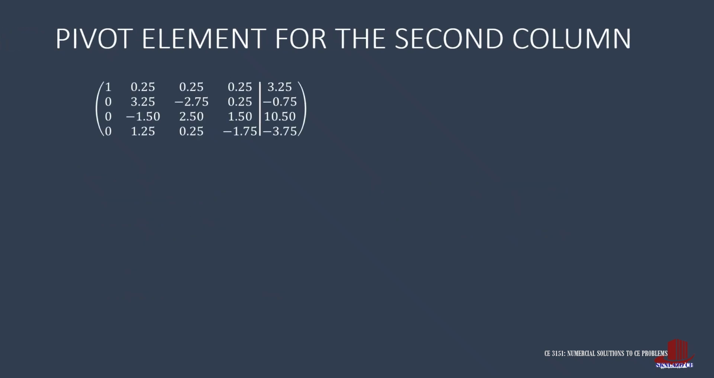After the completion of column 1, we restart the procedure by determining the pivot element to be used for the second column. Since row 1 is already the pivot row for the first column, the choices for pivot element are 3.25, negative 1.5, and 1.25. The biggest value of which is 3.25 from row 2, and this is the perfect location for the pivot element now. Next is to make the pivot element equal to 1, so divide row 2 by 3.25.